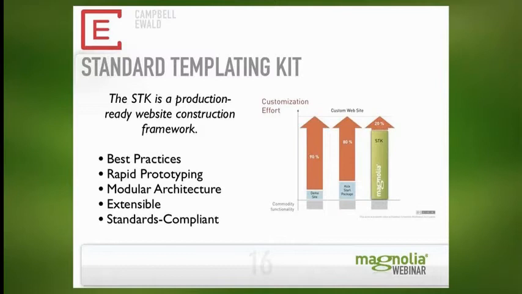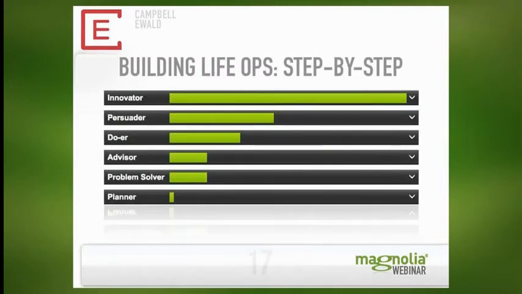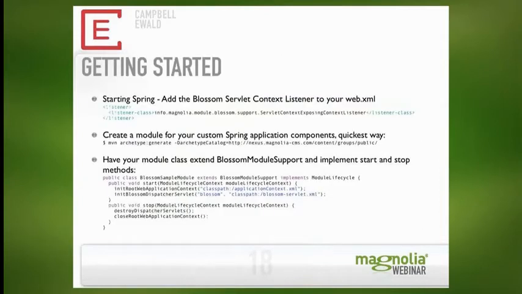Thanks, Sean. Okay, so as promised, we'll go and look at how we build live apps. We'll go through a step-by-step walkthrough of exactly what you'll need to do to get something like this working. So first off, we'll do getting started. For Blossom, there's a little bit of configuration, so you'll need to add a context listener to your web deployment descriptor. You just want to make sure that that comes before any other listeners that you have defined.